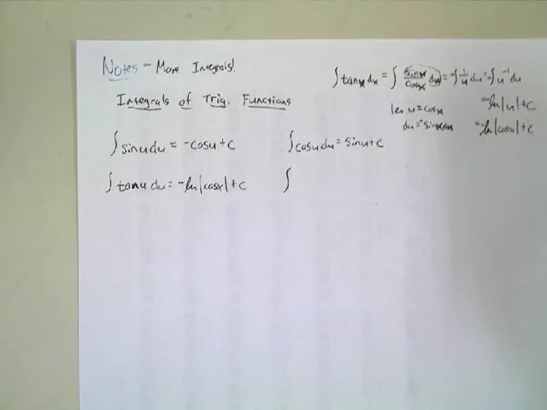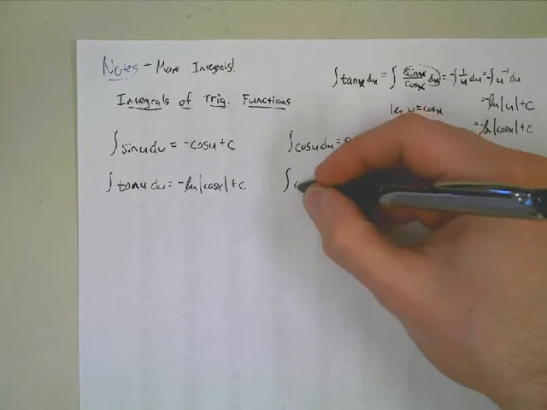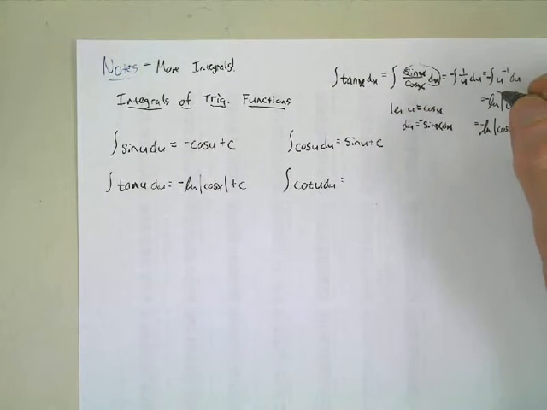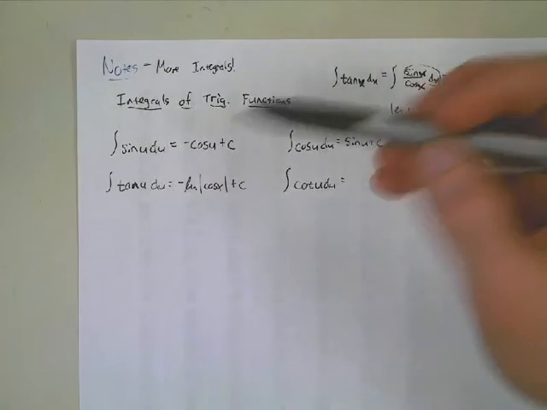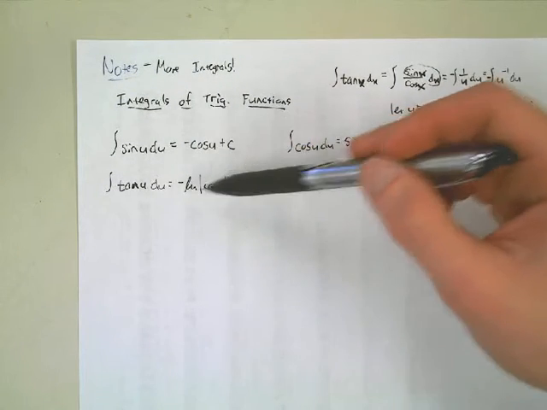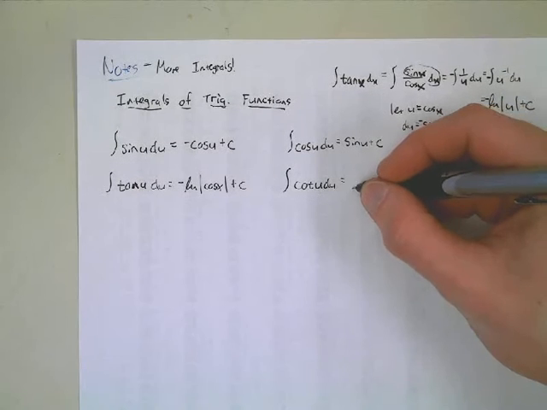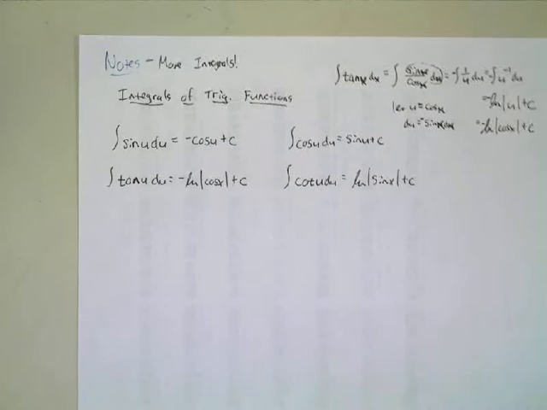Let's do cotangent then. Well, you guys are smart. You can do math, right? You can see patterns. So sine becomes negative cosine, cosine becomes sine, integral of tangent becomes negative natural log cosine. So what do you think cotangent is going to be? It's going to be natural log of absolute sine, but positive. Positive natural log of the absolute value of sine of x plus c.